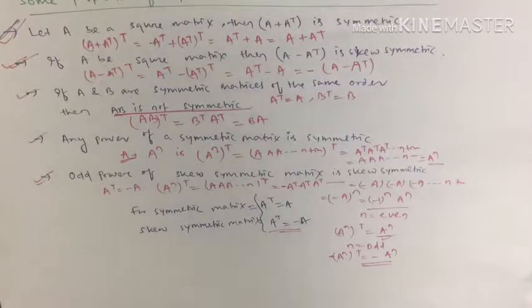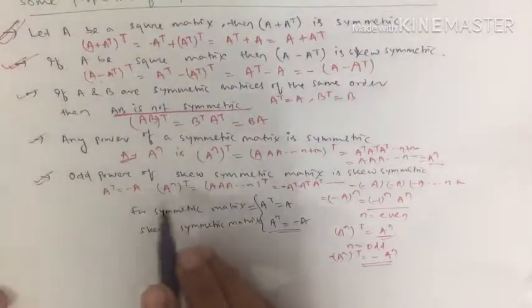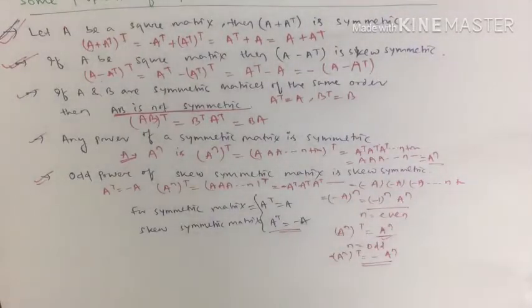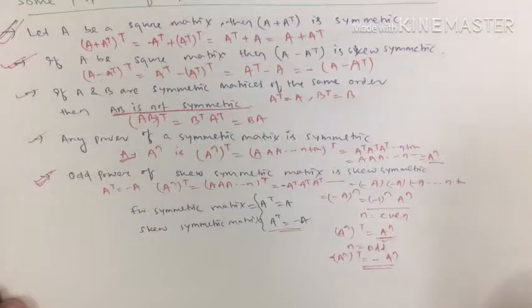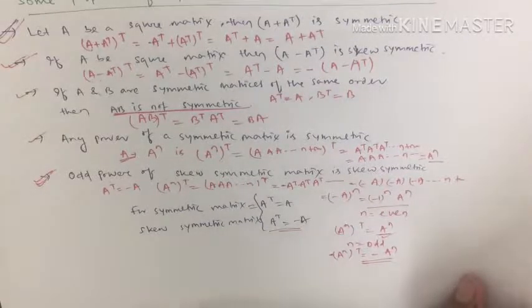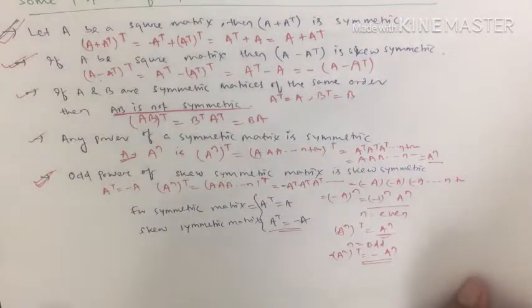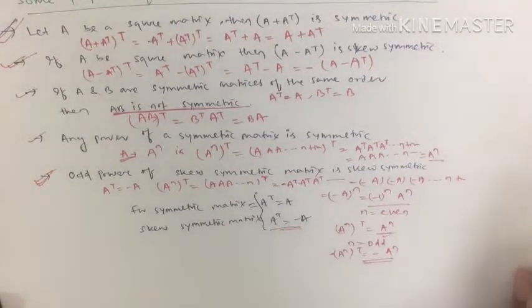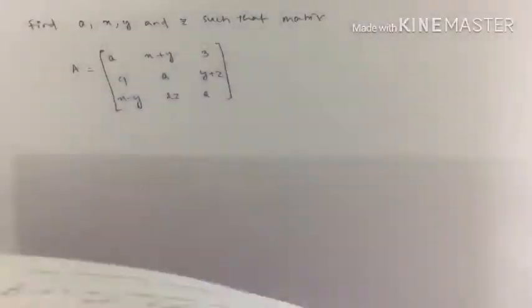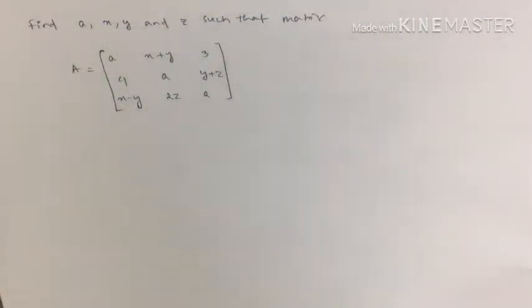So the odd power of a skew symmetric matrix is skew symmetric. These are very important and useful properties of symmetric and skew symmetric matrices. I hope you understand better and read well to apply these concepts in important or critical problems. Okay, next I will solve an example.